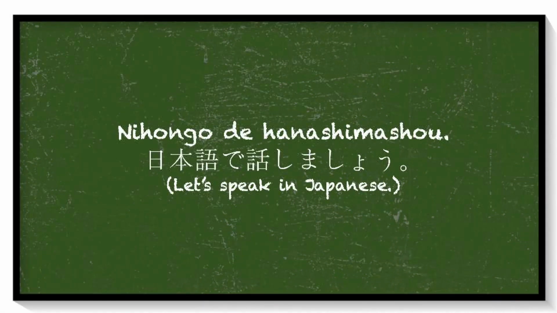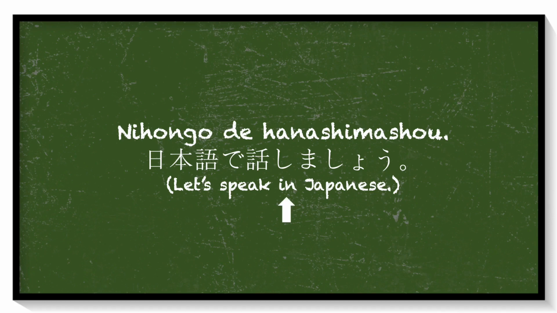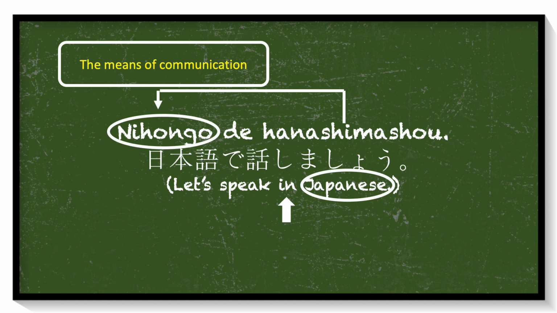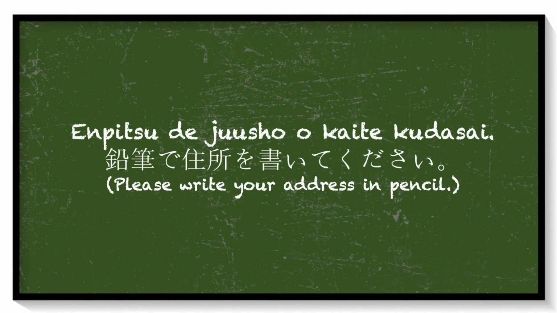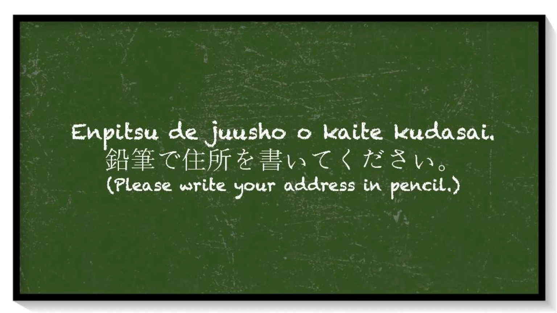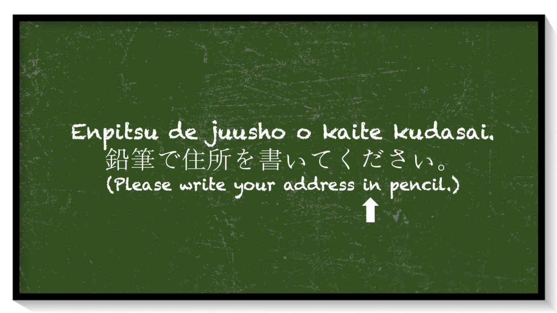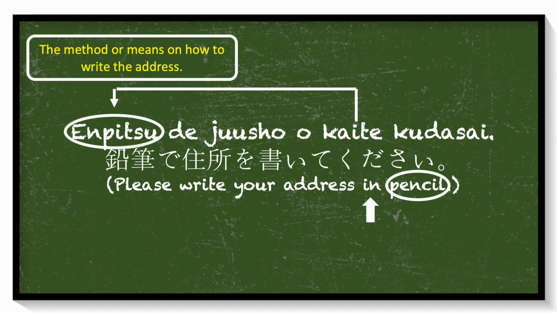Another example. 日本語で話しましょう。 In this example, 日本語 is the means of communication the speaker wants to use. Another example. 鉛筆で住所を書いてください。 In this example, the speaker is indicating the method to write the address, which is by using pencil.